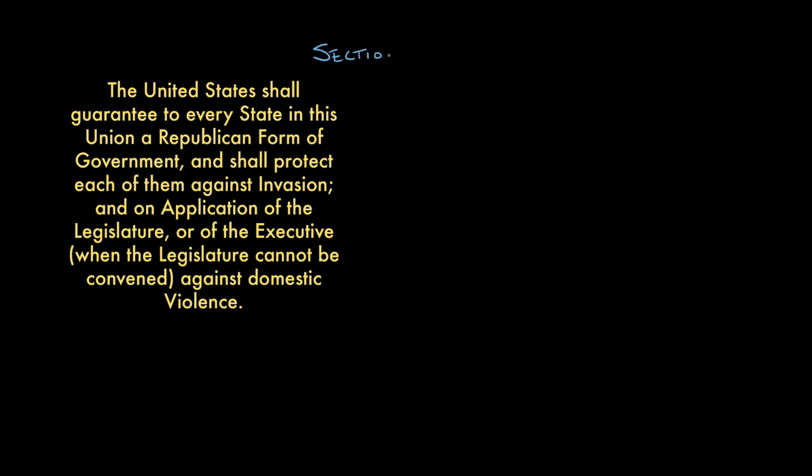Moving on to Section 4, there's this promise here that the federal government will guarantee every state a republican form of government and shall protect each of them against invasion or domestic violence. What does this mean? So we see here at the end of Article 4 a really famous and important promise to each of the individual states. The federal government is promising to basically aid them in keeping a republican form of government. As we'll remember, Benjamin Franklin famously said, "We've given you a republic if you can keep it."